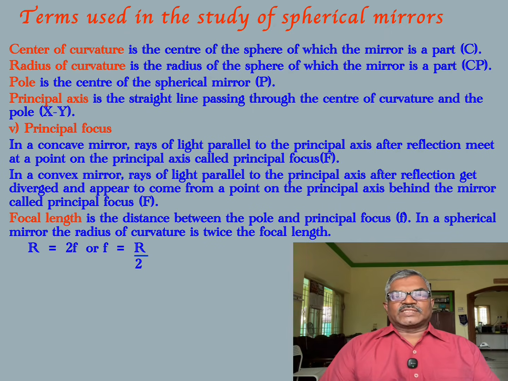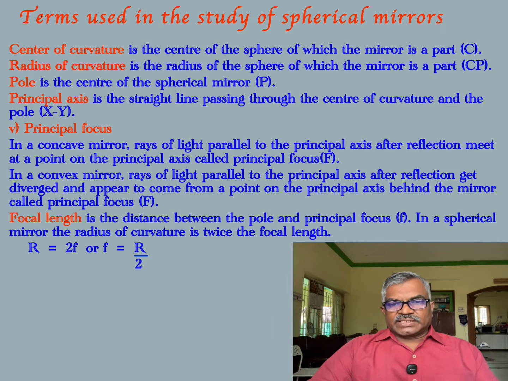Before we move further on spherical mirrors, we need to recognize and understand the meanings of a few terms. These terms are commonly used in discussion about spherical mirrors. The first one is center of curvature. The reflecting surface of a spherical mirror forms a part of a sphere. This sphere has a center. This point is called the center of curvature of a spherical mirror.